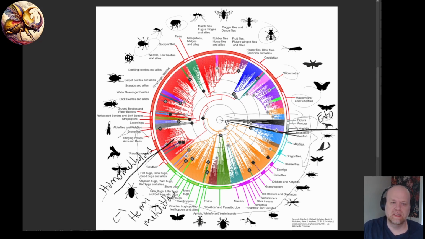And then the holometabolous insects are insects that go through complete metamorphosis. So these are things which have a larval stage, like butterflies, moths, beetles, wasps. These all have a larval stage. They go through a pupation and then become the adult.